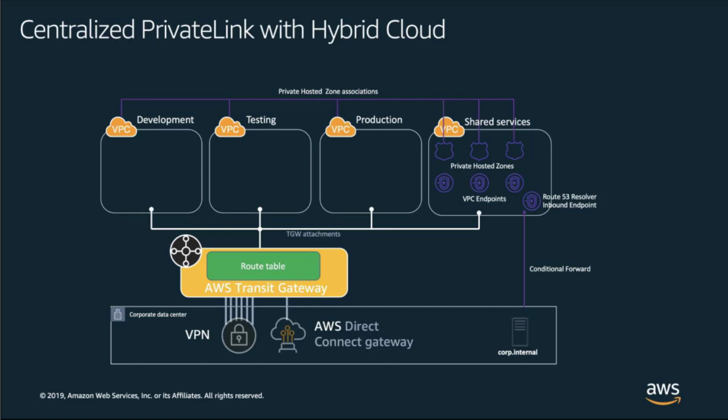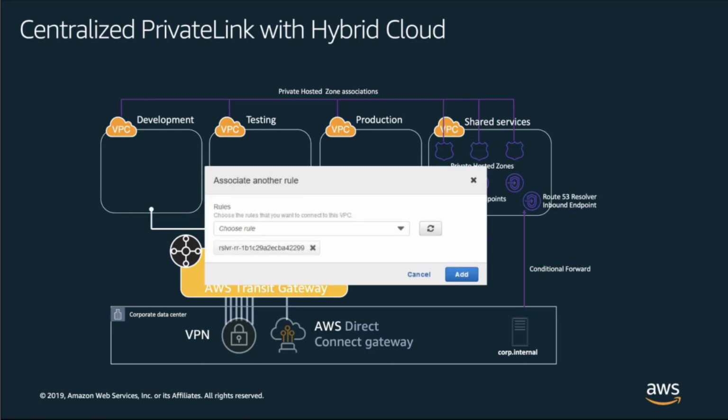We can also extend this connectivity to on-prem. And this is where Route 53 resolver inbound endpoints come in. So from our on-prem environment, we can do a conditional forward and have that traffic flow and have that rule to allow that. And here's what that rule looks like. So we associate a rule with that Route 53 resolver for the name of that PrivateLink endpoint. And then we're able to connect in from on-prem, and our DNS resolution will work. And then we'll be able to connect to that endpoint and privately access a public AWS service.